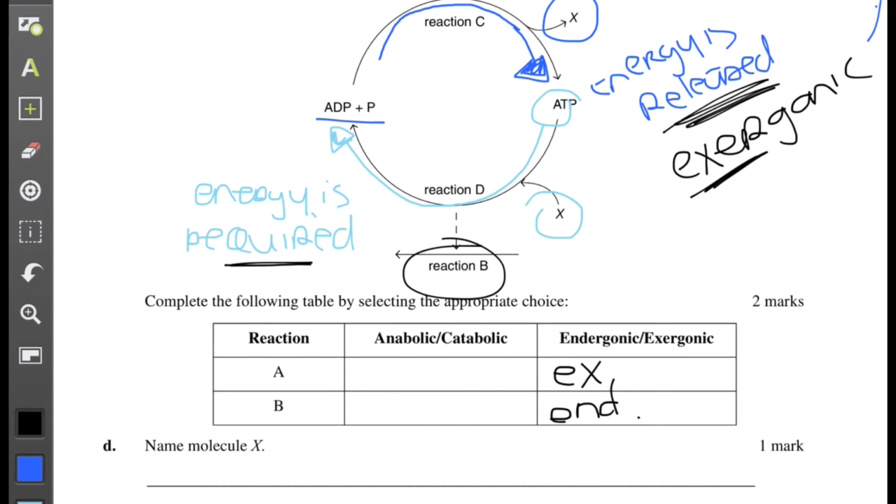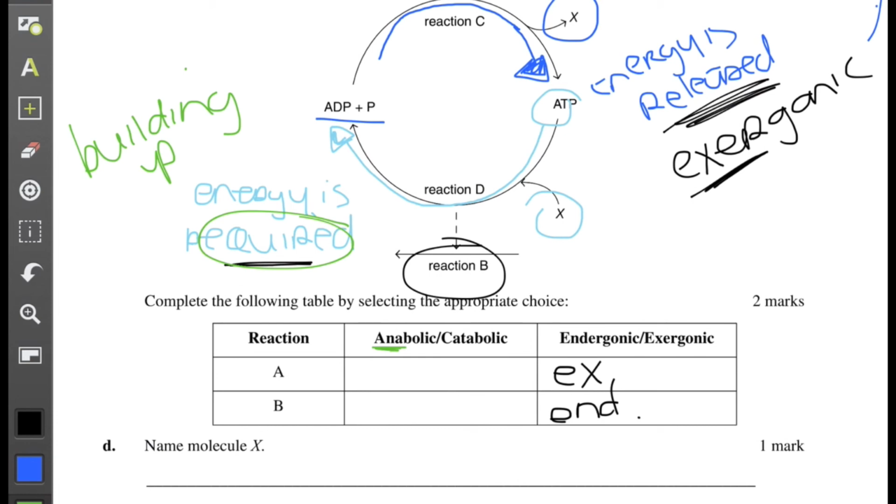Now we're going to go back to the other column. We've got anabolic and catabolic. If we are building something up, remember that's anabolic, because of estrogen and steroids. I go for estrogen, by the way, so I'm not putting them down. Anabolic is building up, and we require energy. If we're releasing energy, we're breaking bonds, so we're breaking it down. Therefore, A is catabolic and B is anabolic.